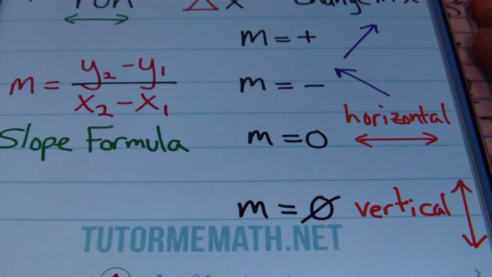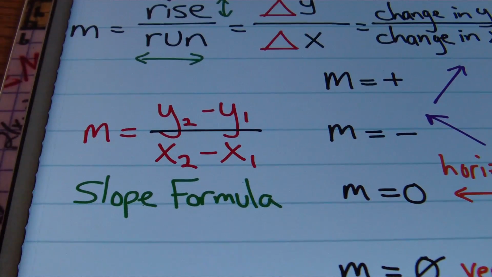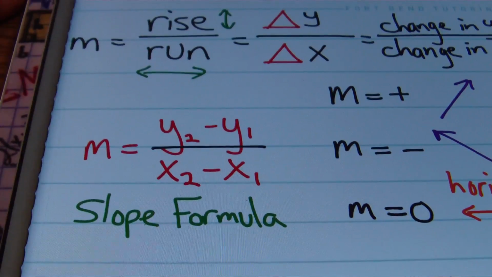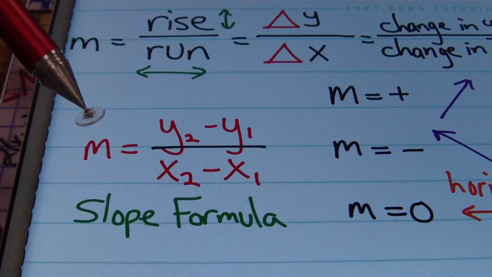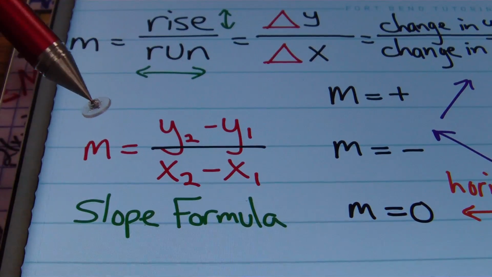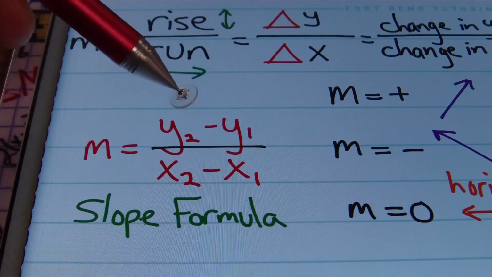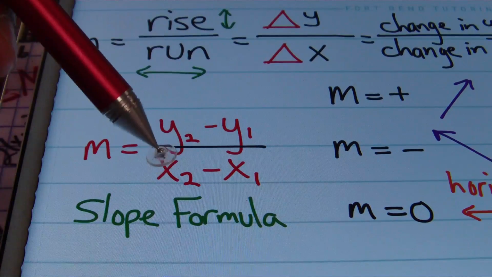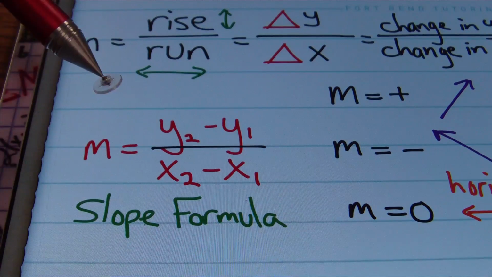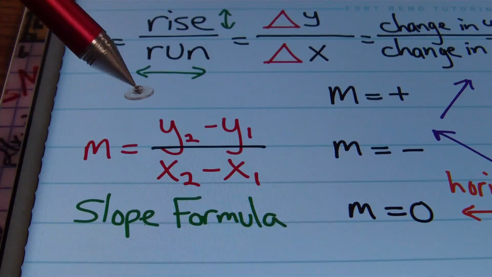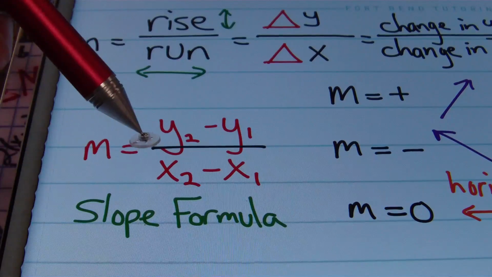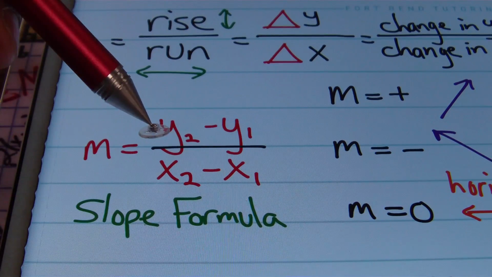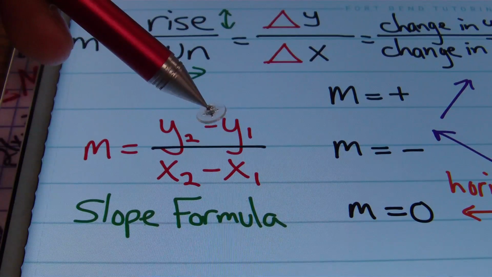All right. Now, your slope formula. Remember we said that the slope was the change in y divided by the change in x, right? That ratio. Here, your formula shows just that. M, which is the common variable for the slope, is equal to y2 minus y1 divided by x2 minus x1. Or in layman's terms, the y value of the second point minus the y value of the first point divided by the x value of the second point minus the x value of the first point.